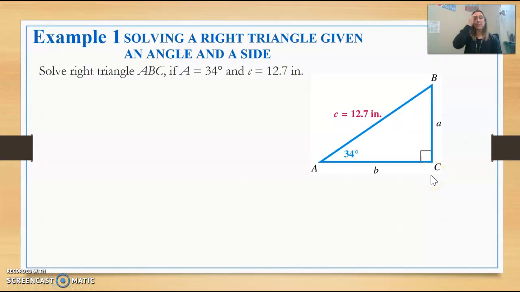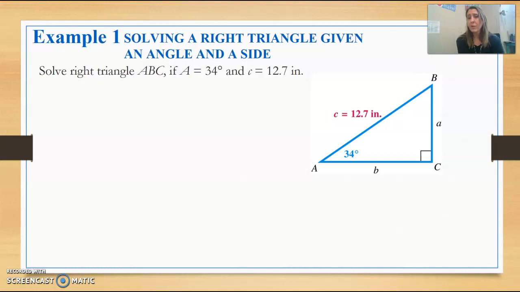Okay, so the first thing we're going to do is identify different things. We are given what? We have the hypotenuse, and we're given angle A. We probably can find angle B pretty quickly because we have a 90 degrees and 34 degrees, and the sum of the interior angles of a triangle is always 180. So we end up with what, 56? Yeah.